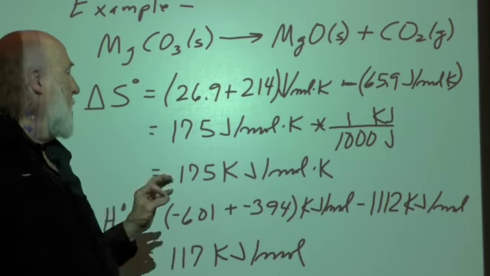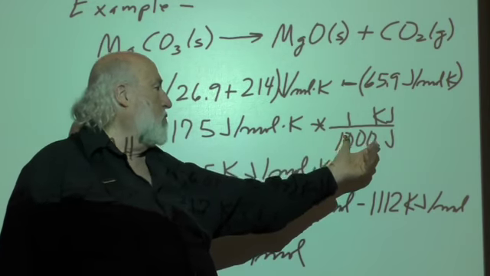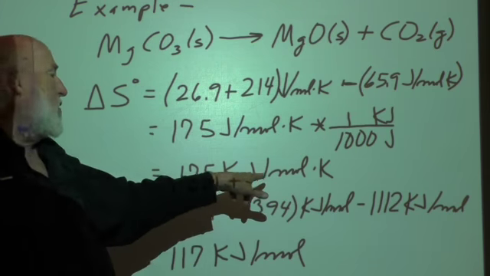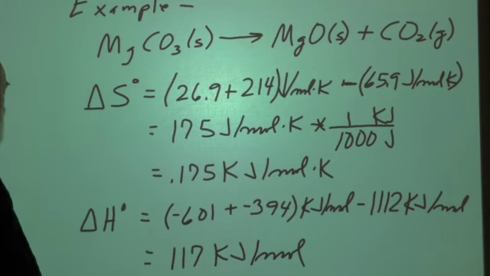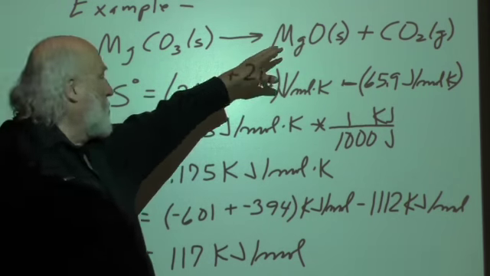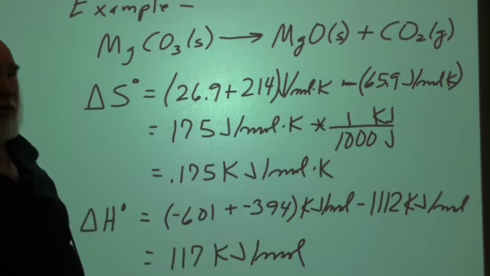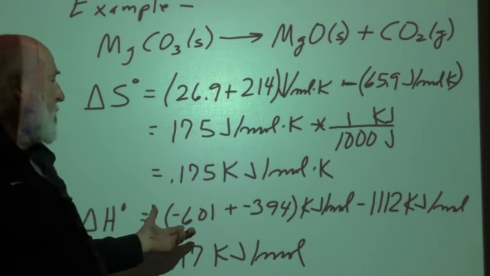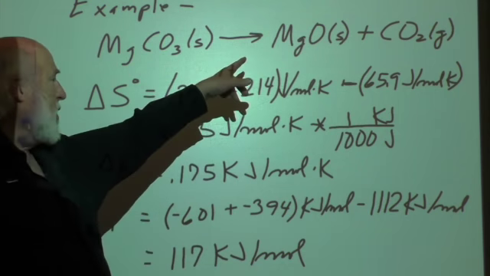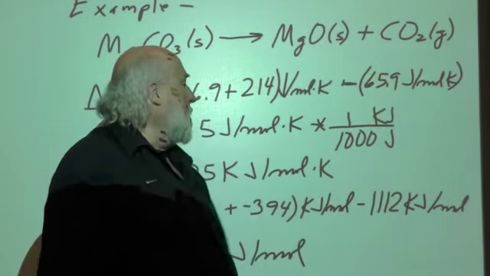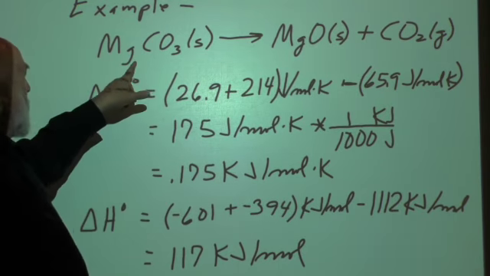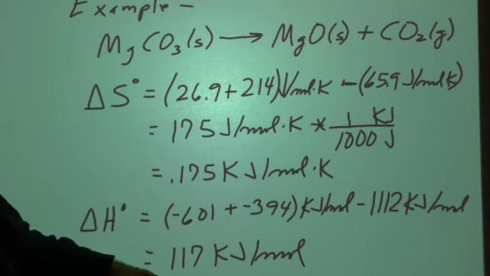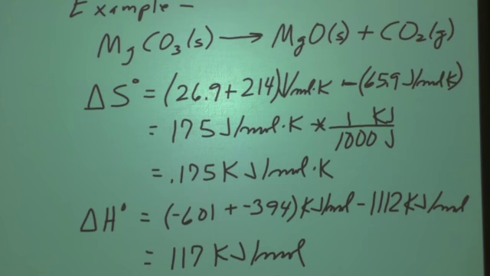But we want not joules, but kilojoules, so we just do a quick conversion, times 1 kilojoule per 1,000 joules. Joules cancel out to leave us 0.175 kilojoules per mole Kelvin. The delta H then, we do the same thing. MgO delta H, enthalpy value is -601. Now that's the heat of formation reaction, how much heat it takes to create these compounds, and that's where these numbers are coming from. So that's -601 for magnesium oxide, -394 for carbon dioxide, minus -1,112 kilojoules per mole for the magnesium carbonate, and we end up with 117 kilojoules per mole.